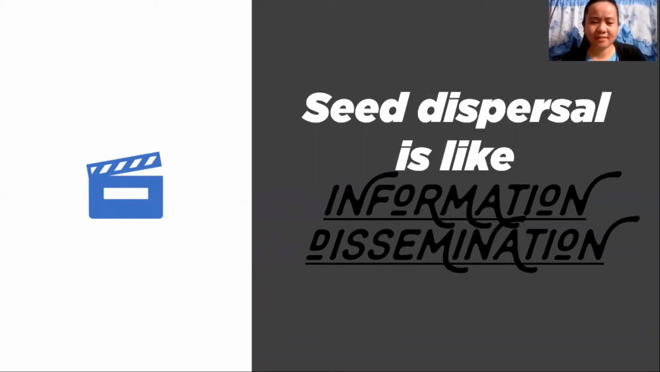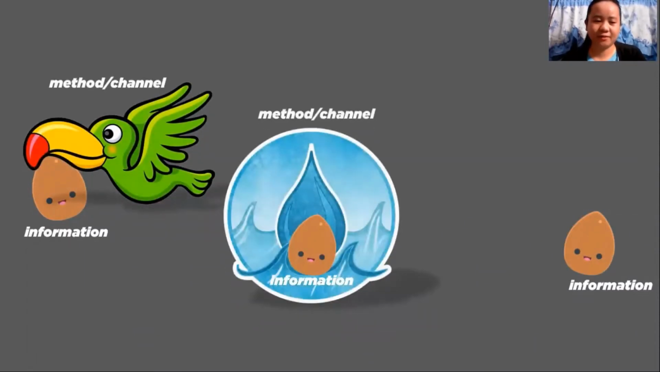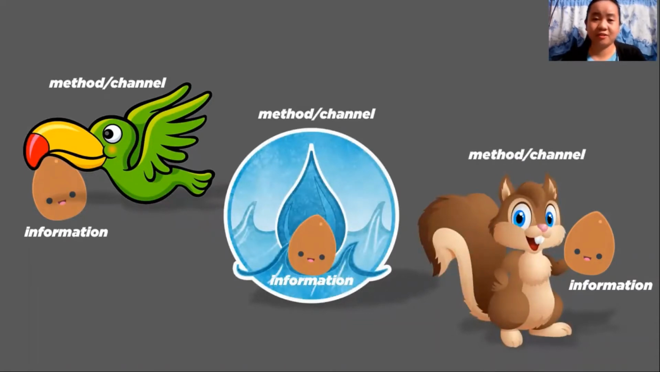Class, when we say seed dispersal, it means the movement, spread, or transport of seeds away from the parent plant. This process is a metaphor for information dissemination. Just like the dispersing of seeds, information is also scattered or broadcast in different places. It looks like this: the seeds are the information, and the bird, water, and the squirrel can be compared to the method or channel of communication.